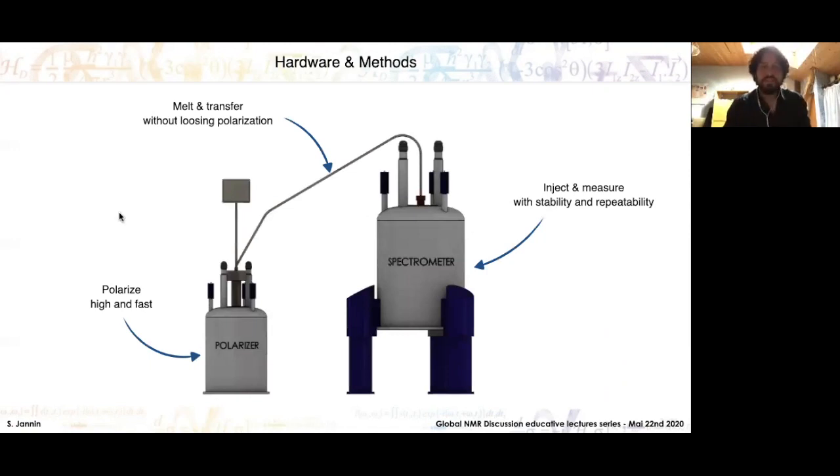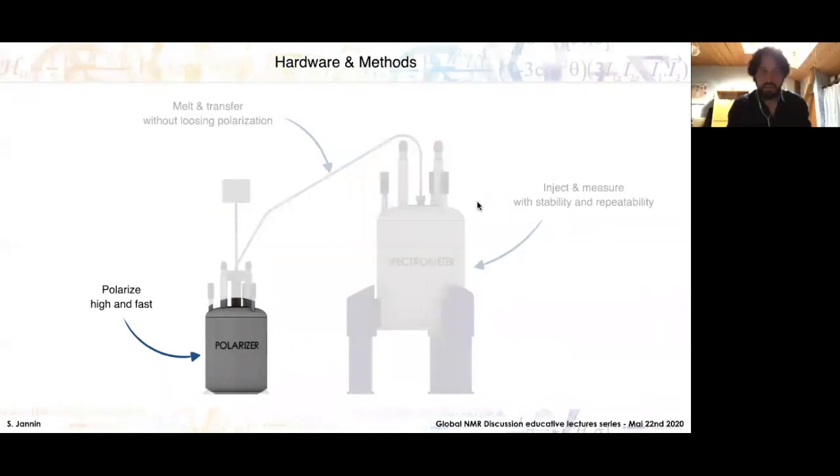Okay, so now we'll have a look at the hardware and the methods. So there are 3 steps. One is to polarize the sample. The other one is to melt and transfer the sample, and finally to acquire the sample after injection in the spectrometer. So I'll review briefly the different types of polarizer that have been built by companies.